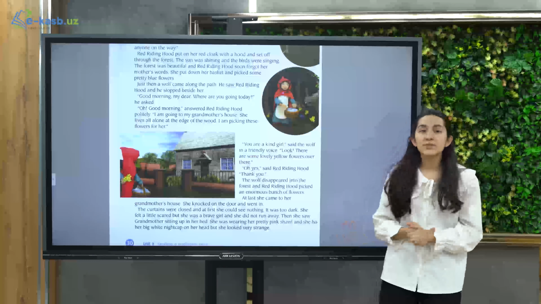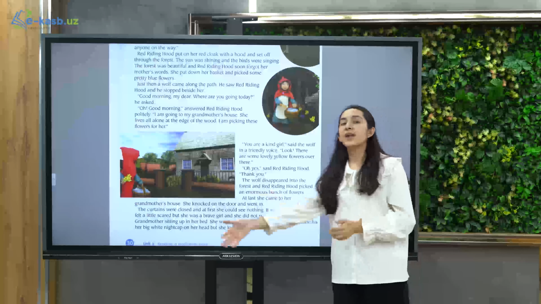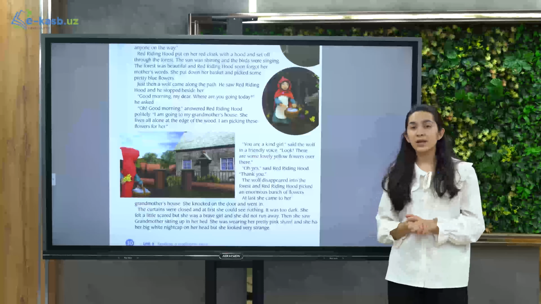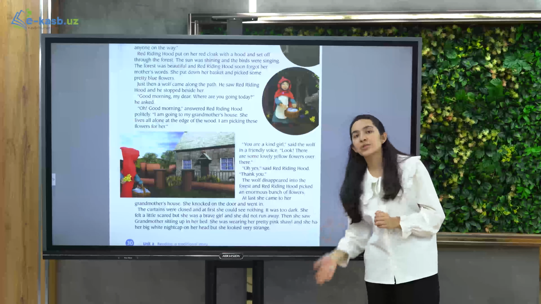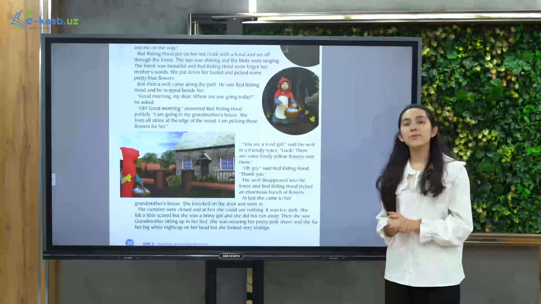"Thank you." So she believed him. She trusted the wolf, that he is a very kind and gentle person.